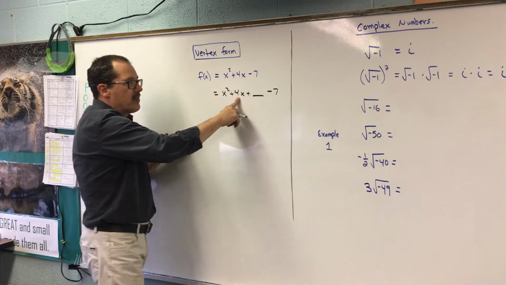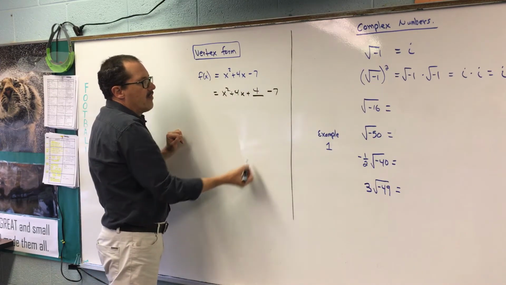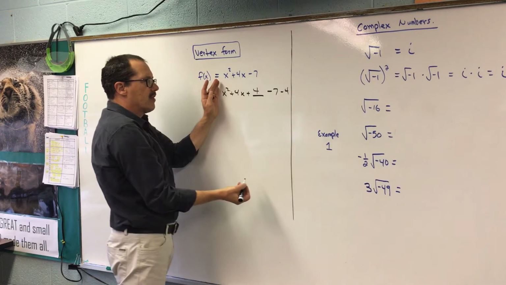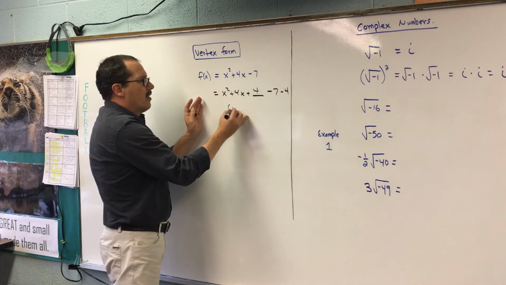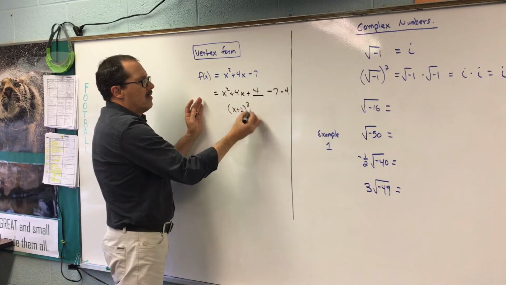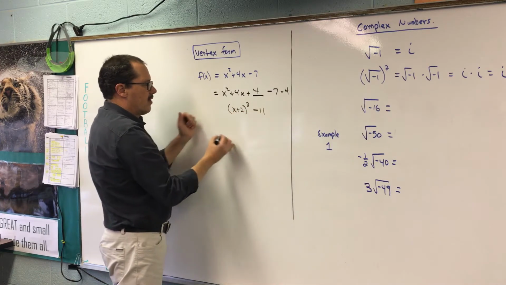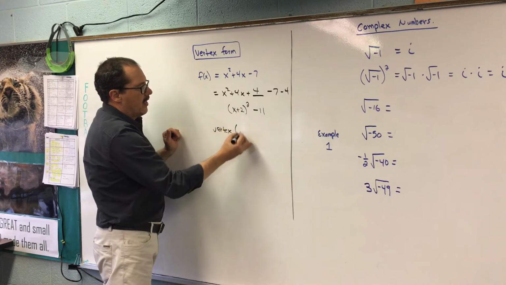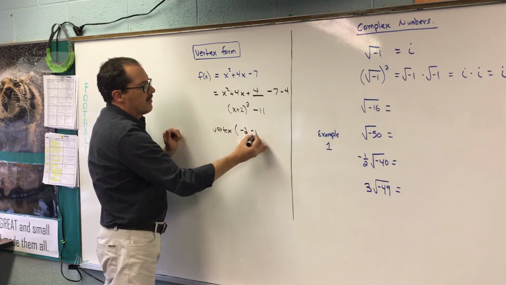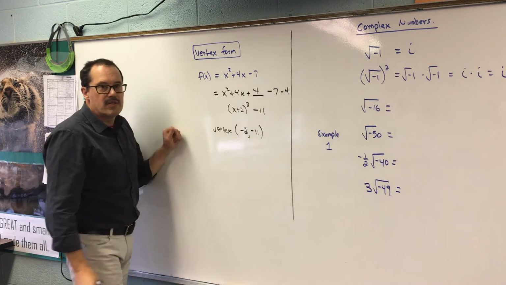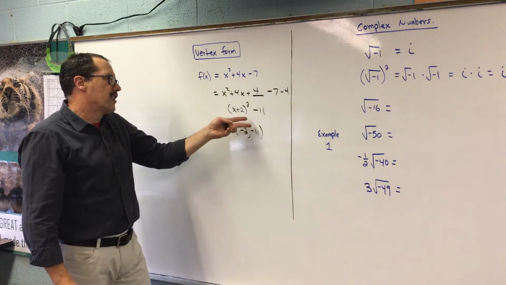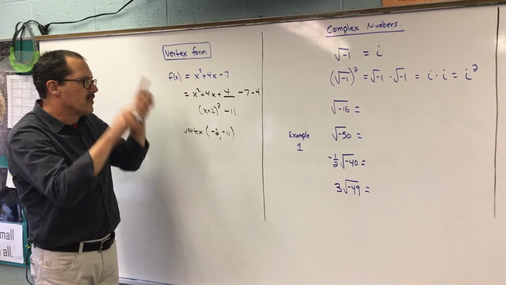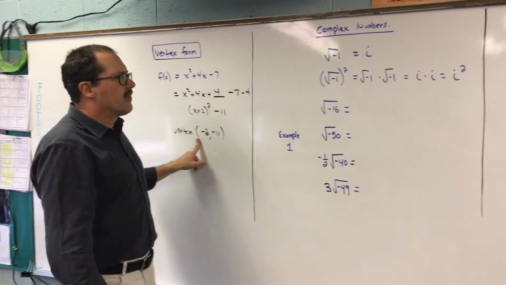Half of 4 is 2, and 2 squared is 4. So I have to add 4 here. Since I'm doing the same side, I'm going to subtract 4 over here. So I end up with (x + 2) squared minus 11. So that means that my vertex would be at (-2, -11), and I'm done. So that's just a real quick review. That tells me in my parabola that that's where the vertex is at, and this tells me that it opens up. Okay, so that's from last week.